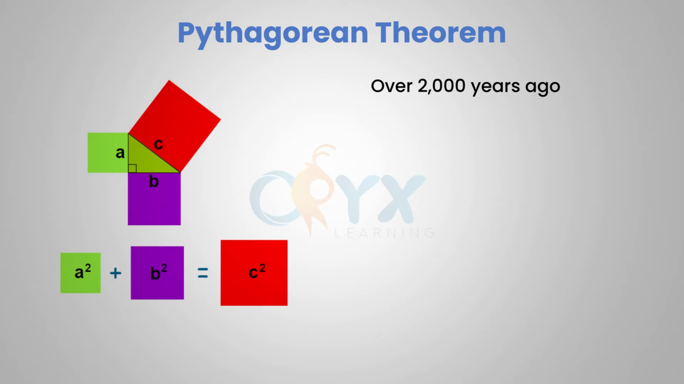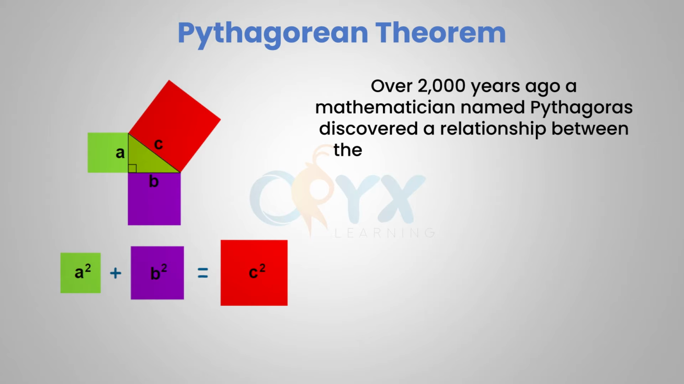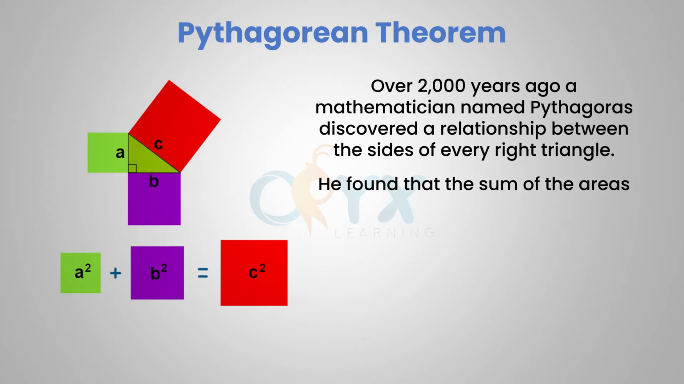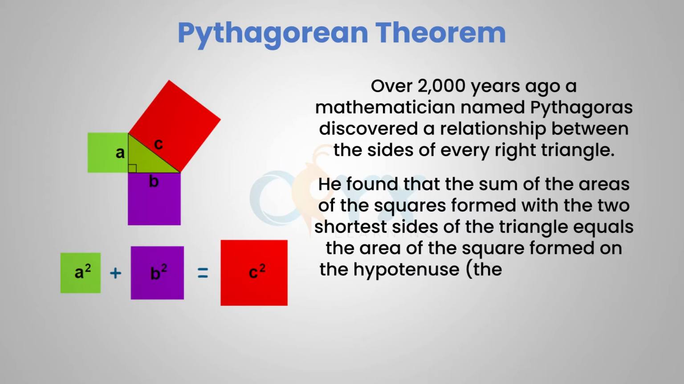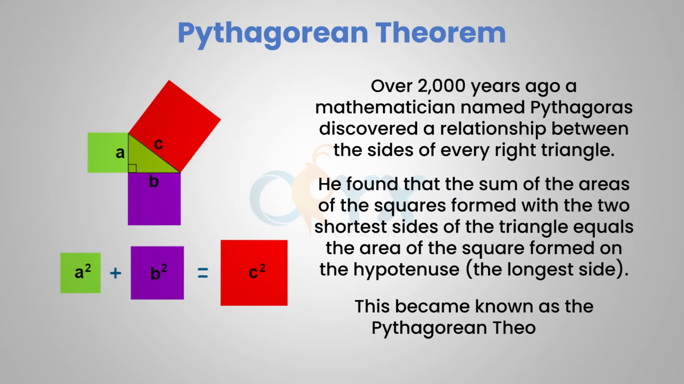Over 2,000 years ago, a mathematician named Pythagoras discovered a relationship between the sides of every right triangle. He found that the sum of the areas of the squares formed with the two shortest sides of the triangle equals the area of the square formed on the hypotenuse, the longest side. This became known as the Pythagorean Theorem, a squared plus b squared equals c squared.